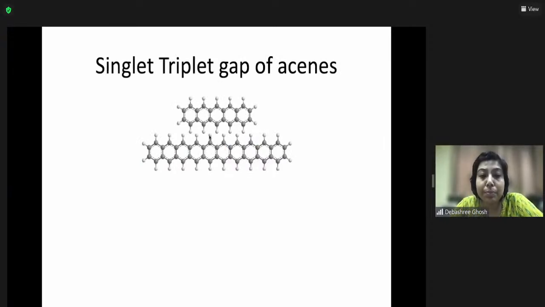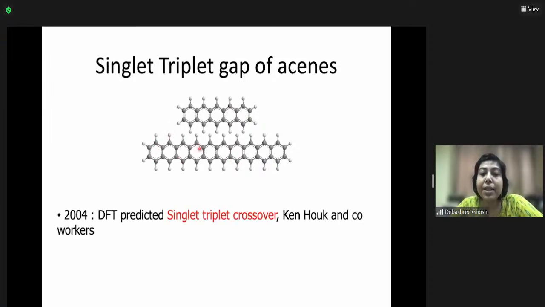Now here, let's say I take the example of this acene system. So this is a pentacene, and this is a, I don't know, I think it's a decacene. So as the system size increases, I will show you an effect of the strong correlation and how we can deal with this. With that example, I'll basically structure my talk around that example.